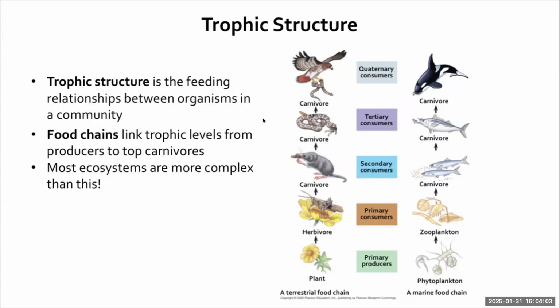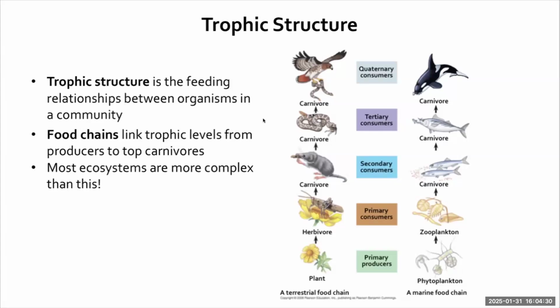So we differentiate between different levels of consumption. So there are primary consumers, secondary, tertiary, quaternary, so on and so forth, depending on the complexity of a food chain. Herbivores are primary consumers that eat plants. The marine equivalent would be zooplankton. Carnivores are secondary consumers. They are the animals that eat the herbivores that eat the plant.